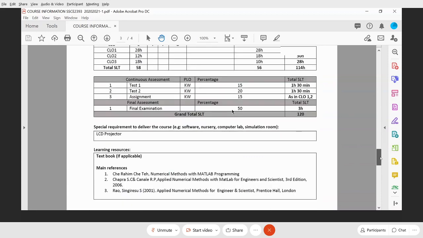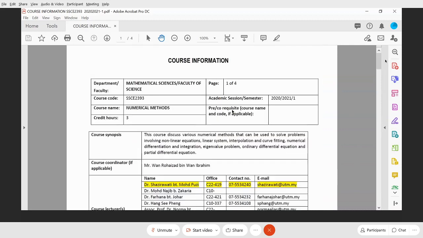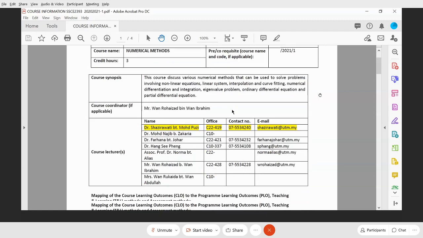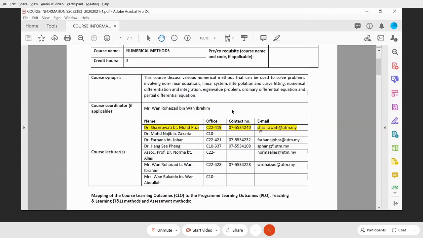That's on the course outline. Anything you want to ask? Normally students want to know when the test is, when is test 1 and test 2, and also the distribution of marks. Other than that, I think students just keep this course information. If you know any of the lecturers here, you can contact them as well if you prefer. I don't mind. With that, any questions on the course information?